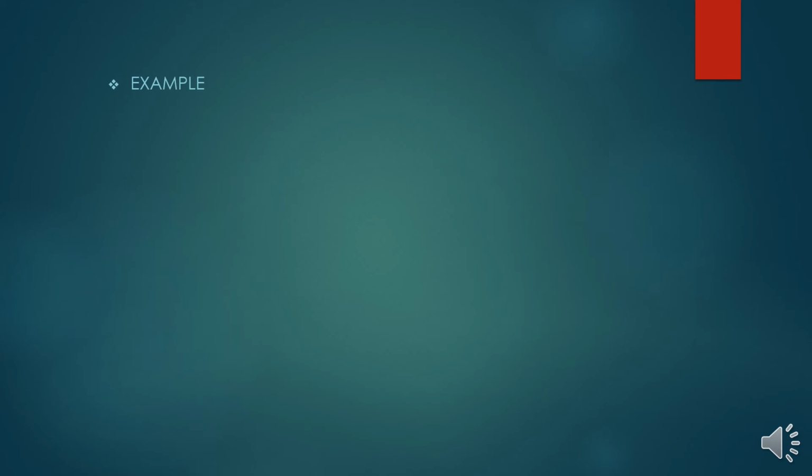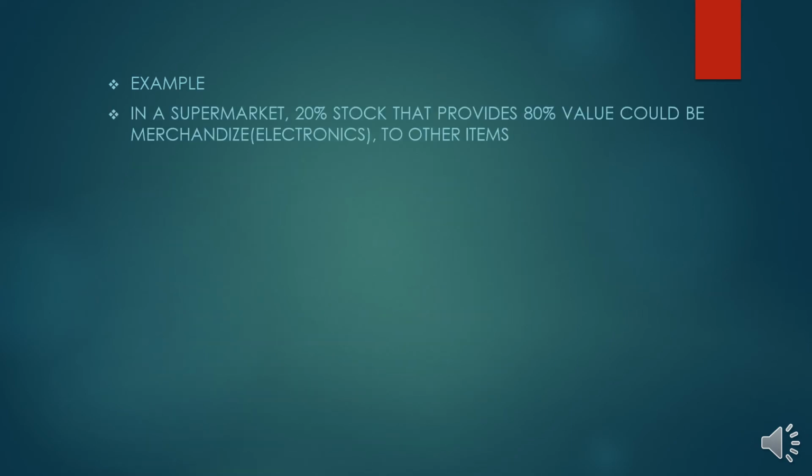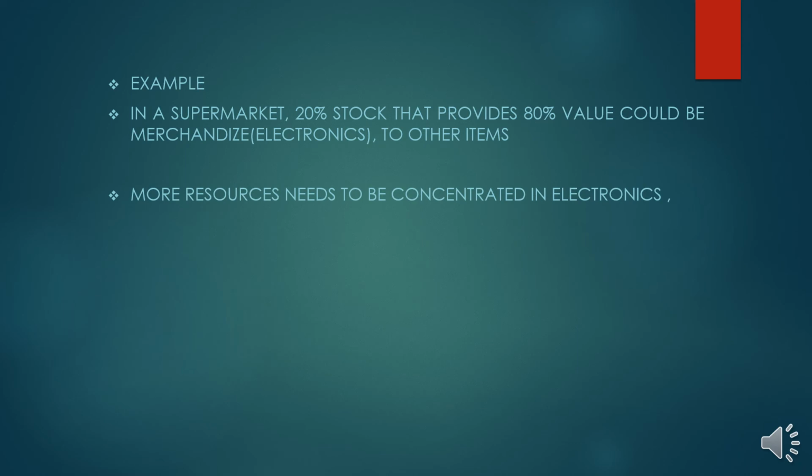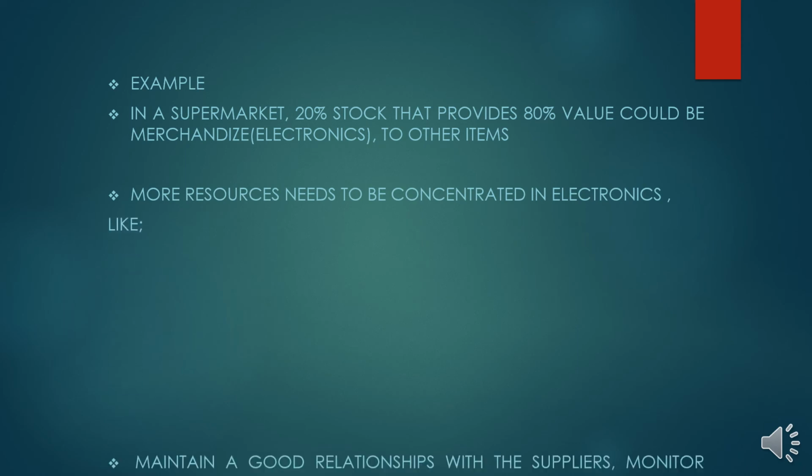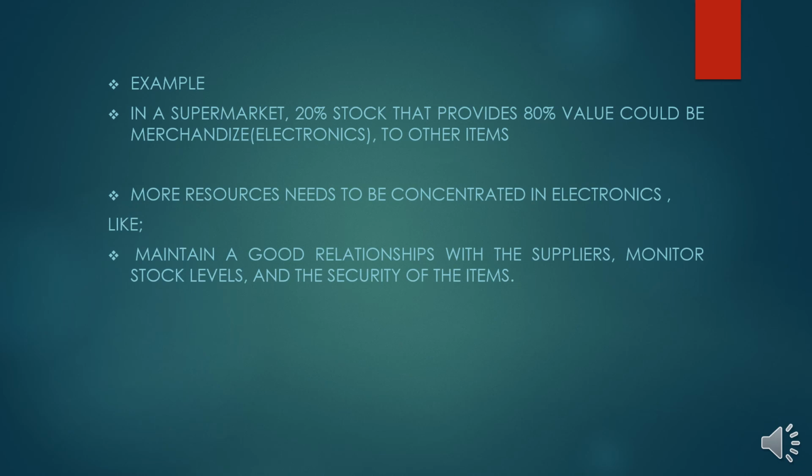Very good. We'll have an example of a supermarket. 20% of the stock that provides 80% value could be coming from the electronics department. Now, more resources will have to be concentrated in the electronics. For example, maintain a good relationship with the suppliers, monitoring their stock levels and security of the items.